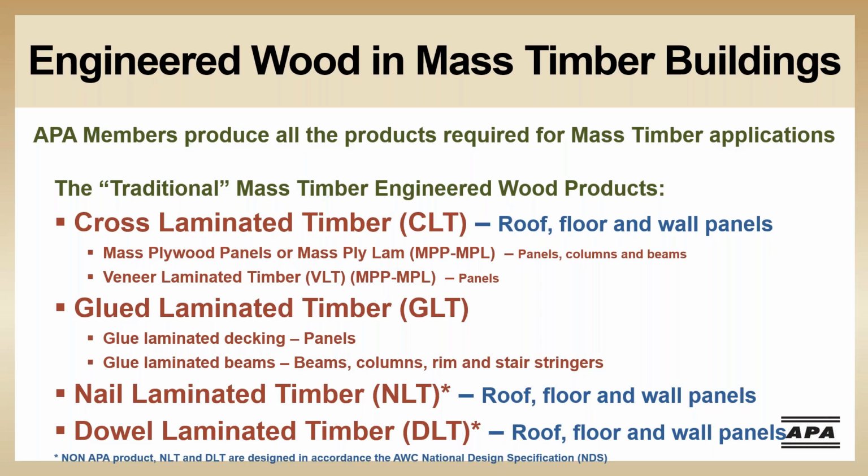Now, this does include cross-laminated timber, but it also includes some newer products like mass plywood panels, veneer laminated timber, and more traditional heavy timber like glue laminated timber. Mass timber can include glulam decking as well as traditional post and beam framing. Also gaining some traction is nail laminated timber and dowel laminated timber. They're designed in accordance with the American Wood Council's National Design Specification for Wood Construction.